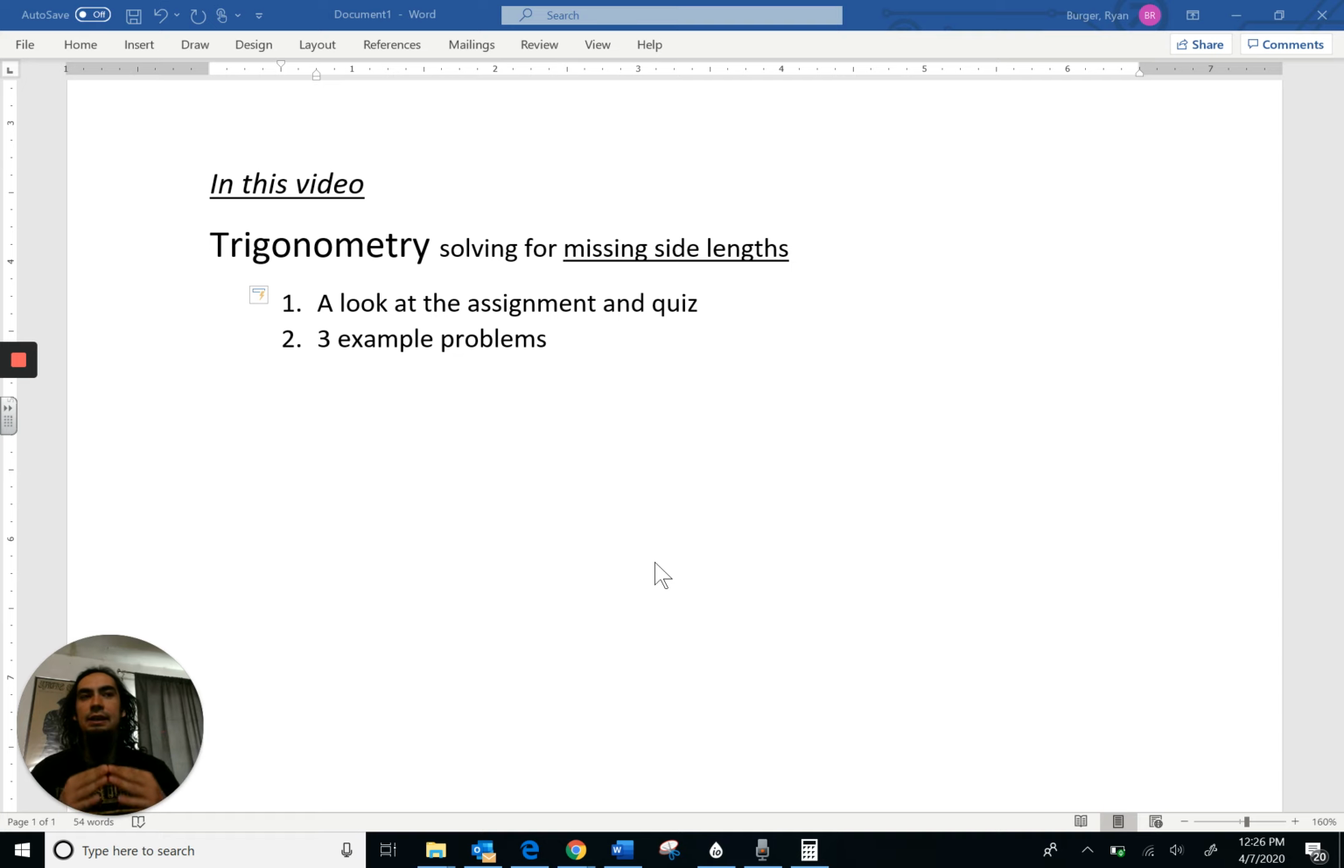Now we're going to say, can we take the trig functions that we know, the trig values that we know, and can we find missing information about the sides? So instead of knowing the sides to find the trig functions, we're going to know the trig functions to find the side lengths. That's what we're going to be focusing on today.